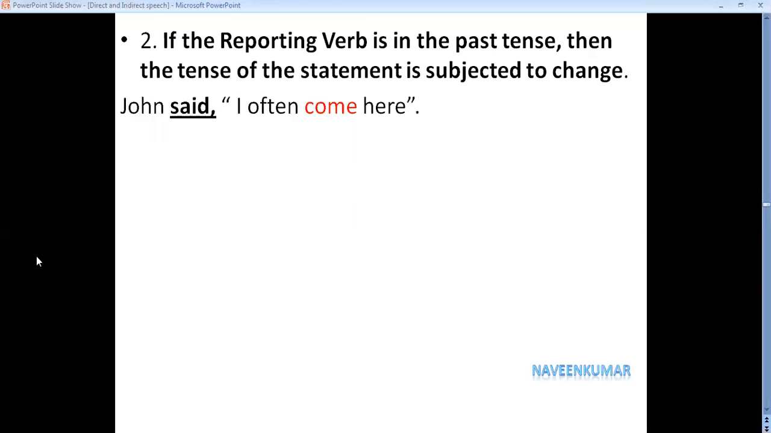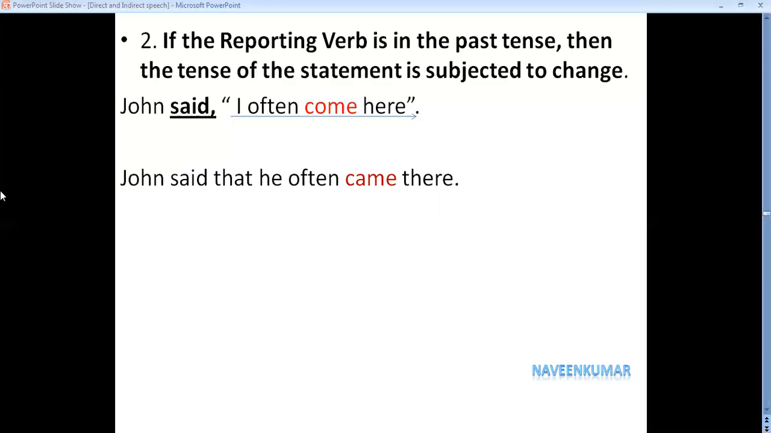How? For example, John said, "I often come here." So what is the reporting verb here? Said. That is the reporting verb. In which tense is this? Past tense. So if this reporting verb is in past tense, then the tense of the direct speech is subjected to change. If we try to change this sentence into indirect speech, how is it changed? John said that he often came there. So there is a slight change in the tense. John said that he often came there, that is simple past.